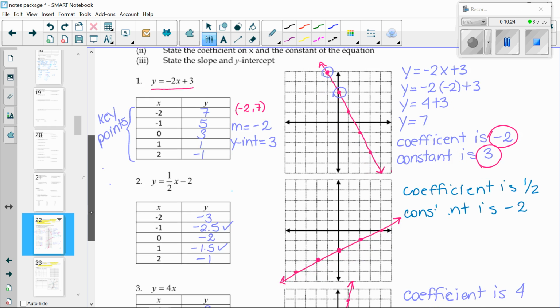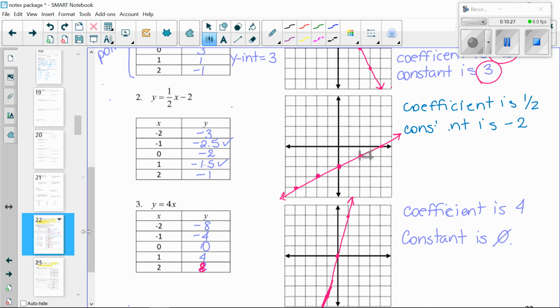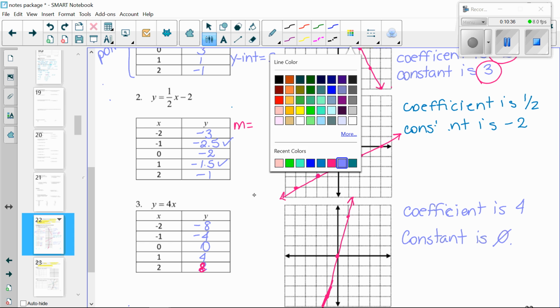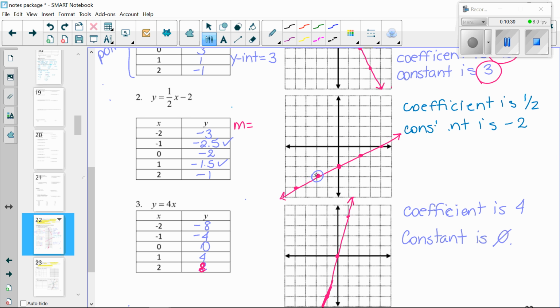Let's take a look at the next one. Our slope, m. Choose a point, any point on the graph. So I'm going to start here and use rise over run. I'm going up 1 over 2. So my slope is 1 over 2, which is the same as my coefficient. My y-intercept is -2, which is the same as my constant.